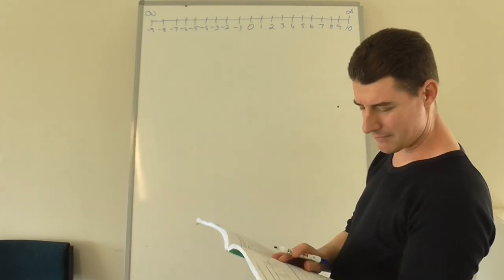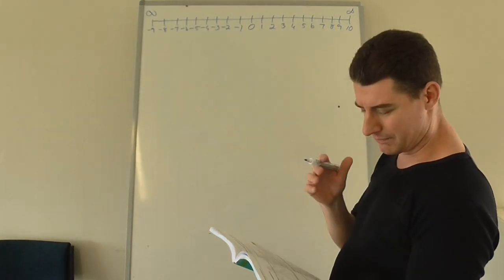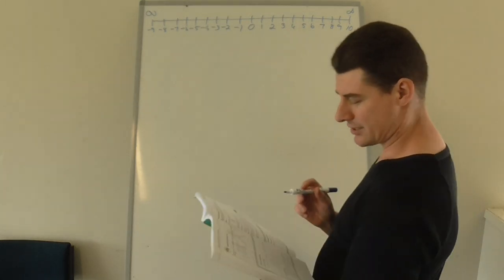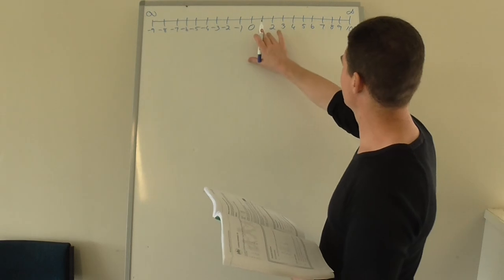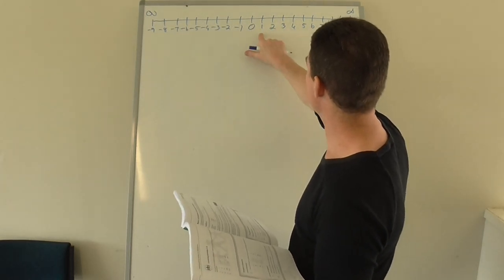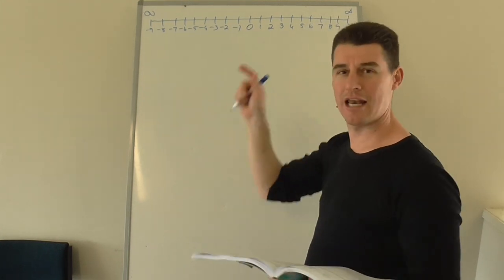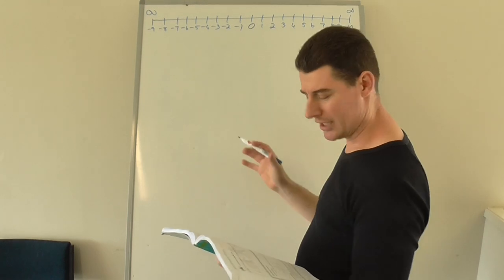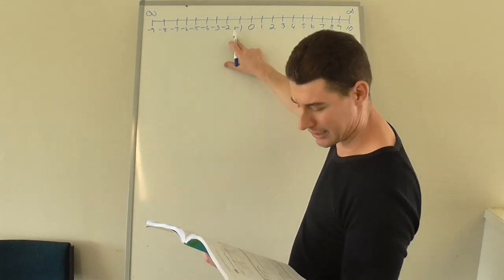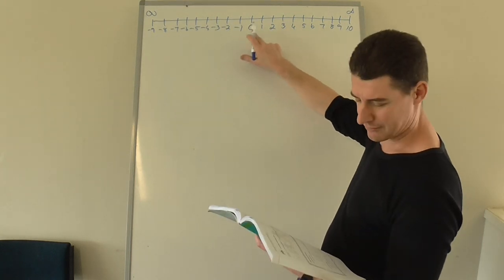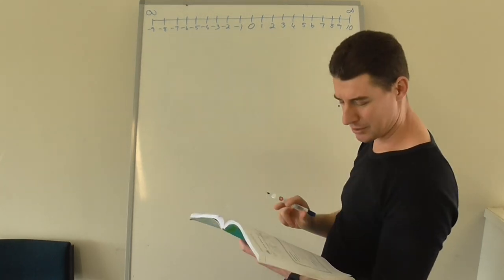If you look at learning example 5b, you've got a minus 1 and a 1. So the minus 1 is to the left of the 1. When it's to the left of the other number, you know that it is smaller. So 1 is bigger. 1 is the biggest number, minus 1 is the smallest number.